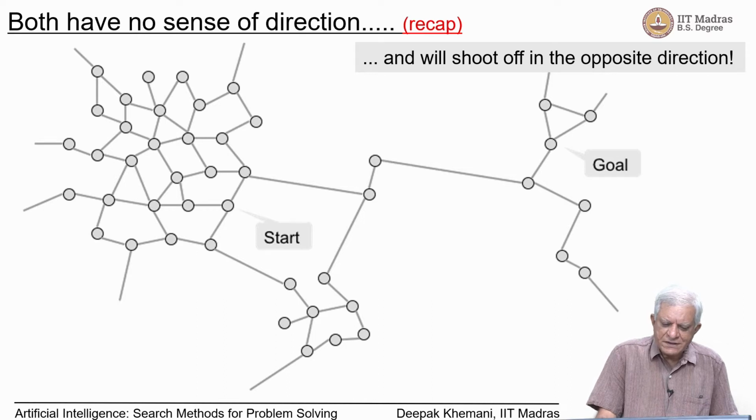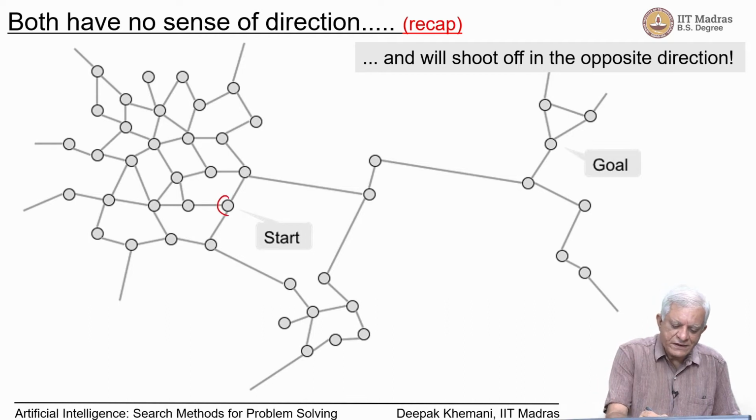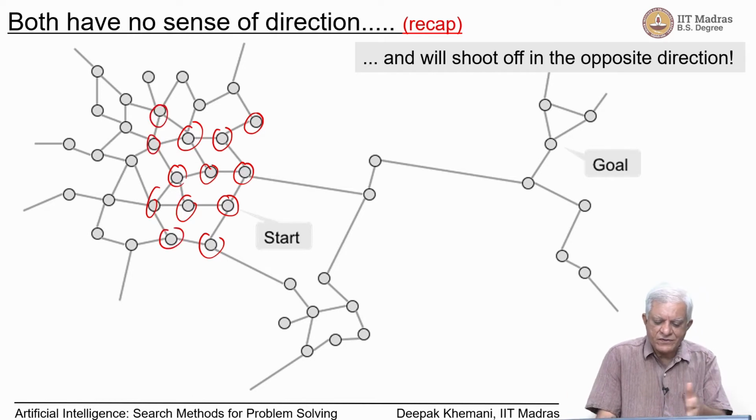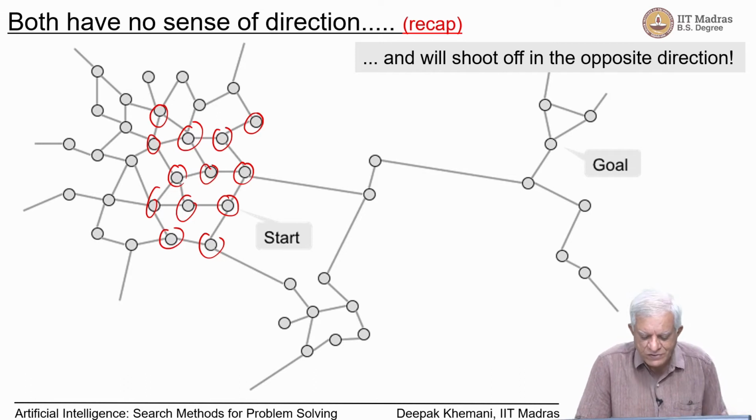Both branch and bound and Dijkstra's algorithm have no sense of direction, and we had said that once you start this, then the closest nodes are what they will keep extending essentially. So, in something like this order, it will generate the nodes, and eventually of course, it will exhaust all those nodes and find a path to the goal node essentially.